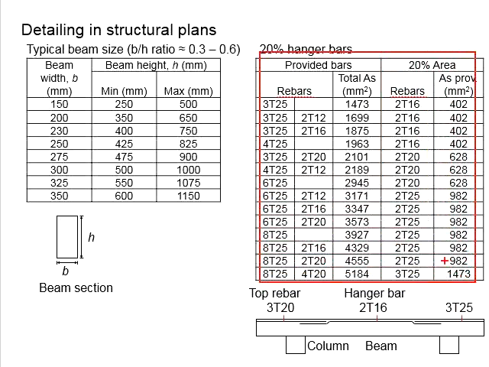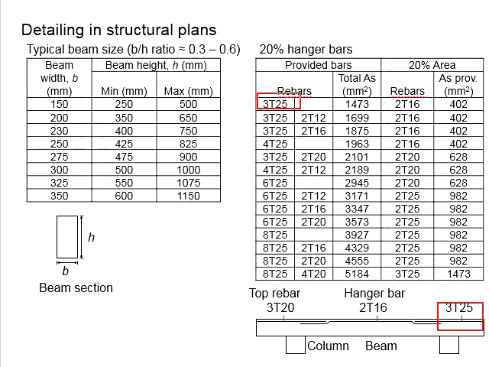The list here gives you something like this. Let's say now the support here is 3T25, which gives you a total area of this. You will require at least 2T16, which you cannot use 2T12, in order to ensure you have at least 20% of the bar area. Let's say now you have the support to be more heavily reinforced, for example 4T25, and then you require 2T16 for the hanger bar, and so on and so forth.